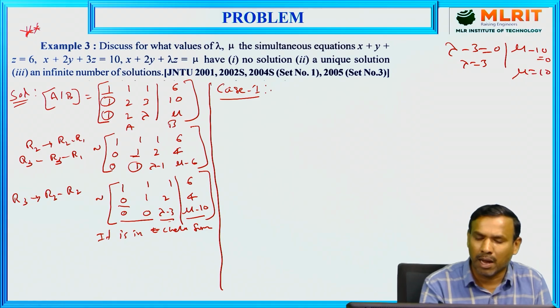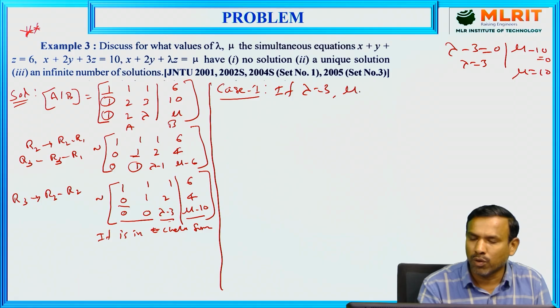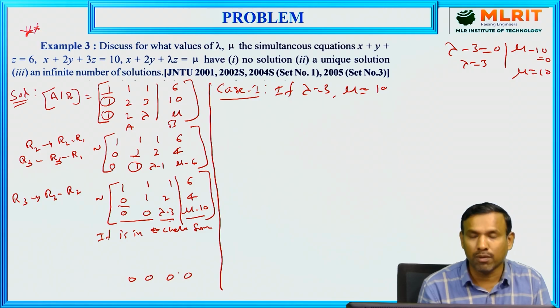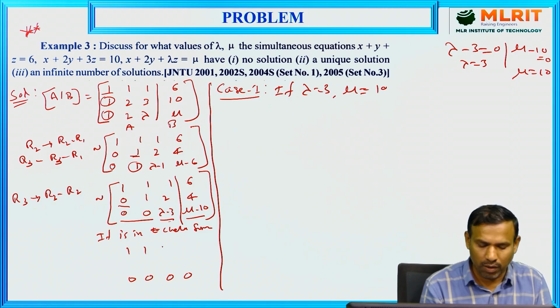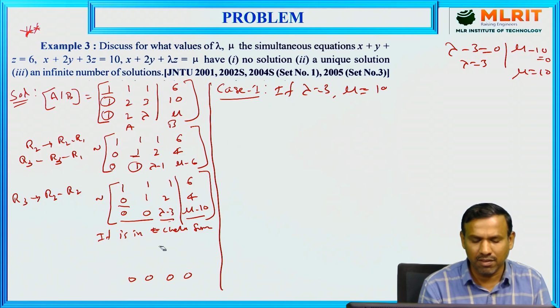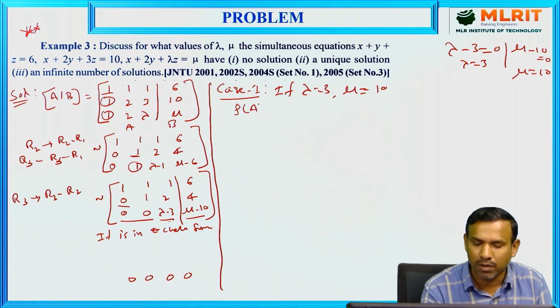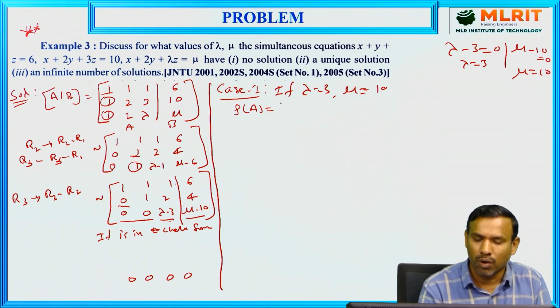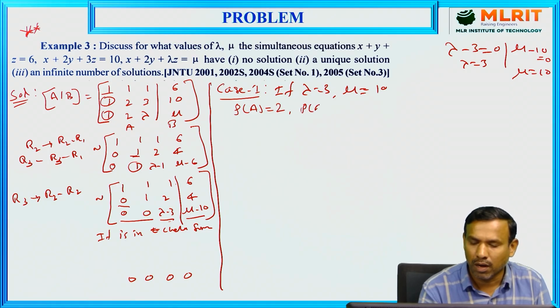So first of all, I am taking lambda is equal to 3 and mu is equal to 10. What happens? Automatically, the last row will become a 0 row: 0, 0, 0, 0. And 1, 1, 1, 6, the remaining values as they are, with two non-zero rows. Since the last row is becoming a 0 row, the first two rows are non-zero, and for lambda equal to 3, 3 minus 3 is 0, a 0 row, the rank of A is 2. Now the rank of A by B.